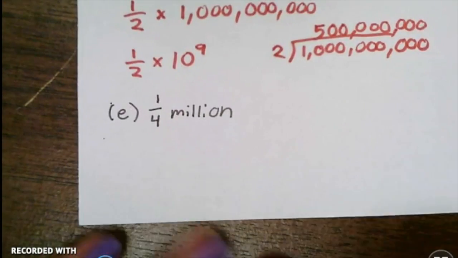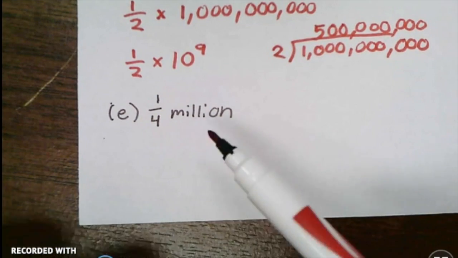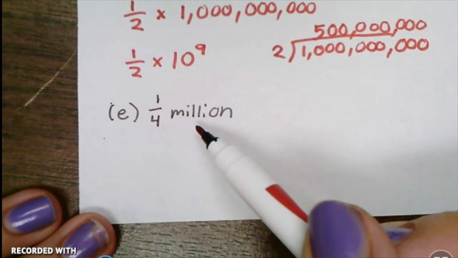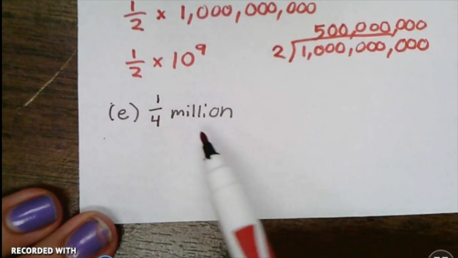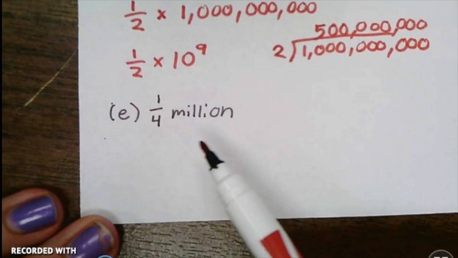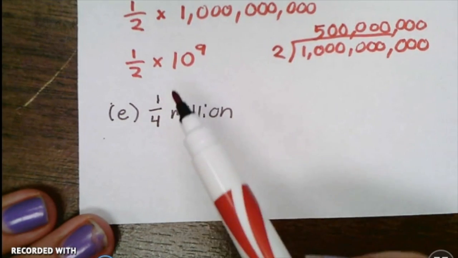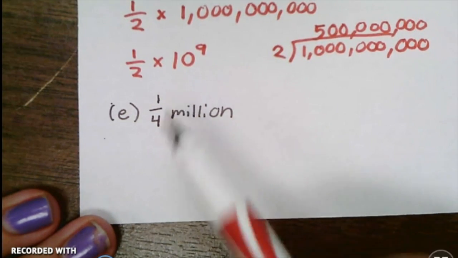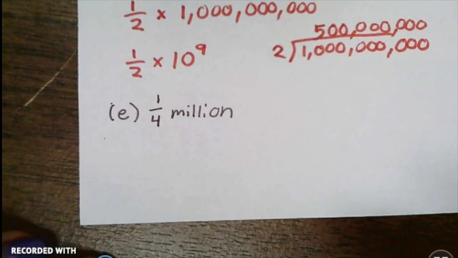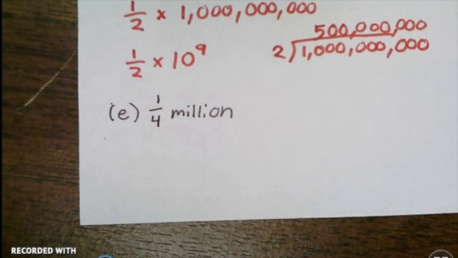All right, last question. I want you to do this one on your own. So you're going to take 1/4 of a million, which means 1/4 times a million. Figure out what that is. Remember that multiplying by any fraction that has a 1 on top is the same thing basically as dividing by the denominator, and bring in your answers tomorrow. Go ahead and get to work.